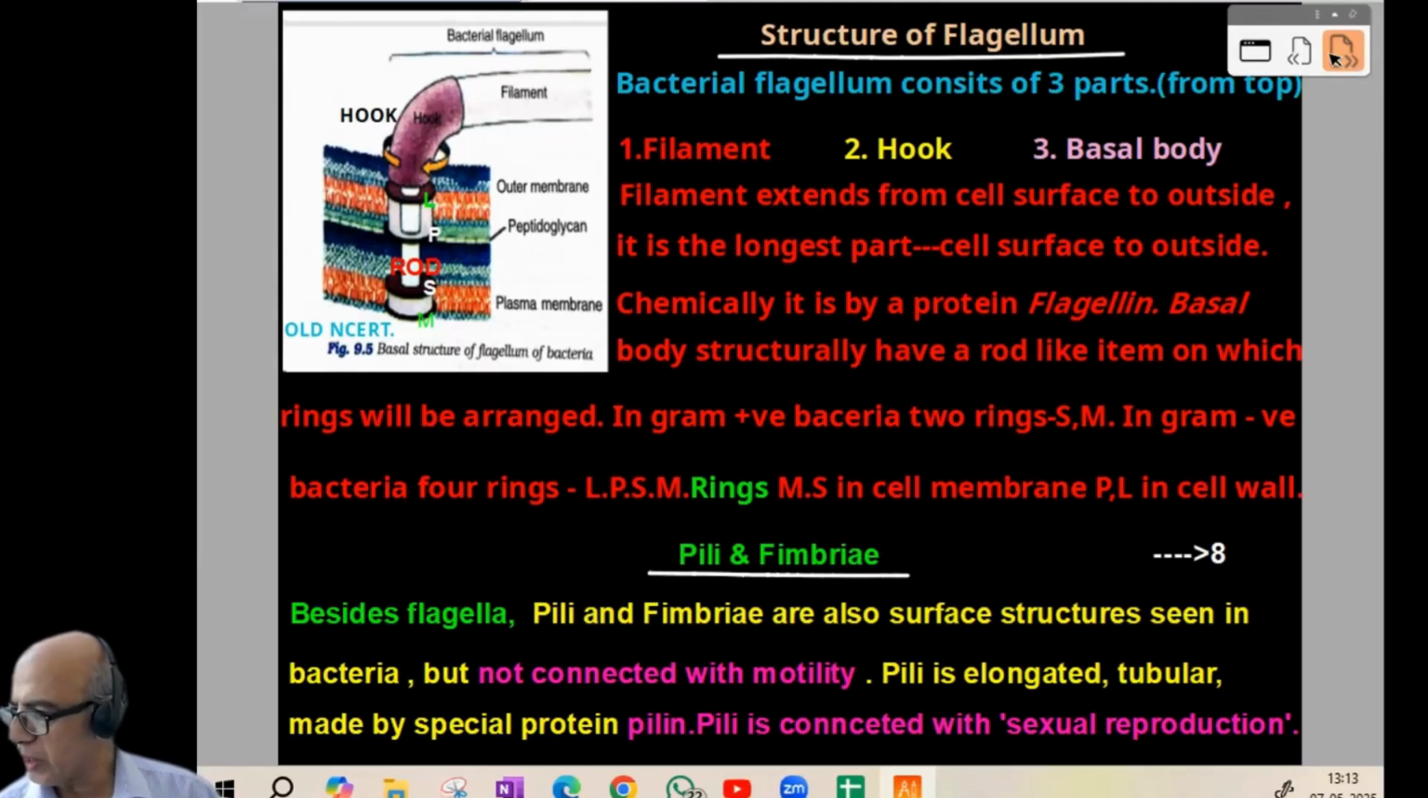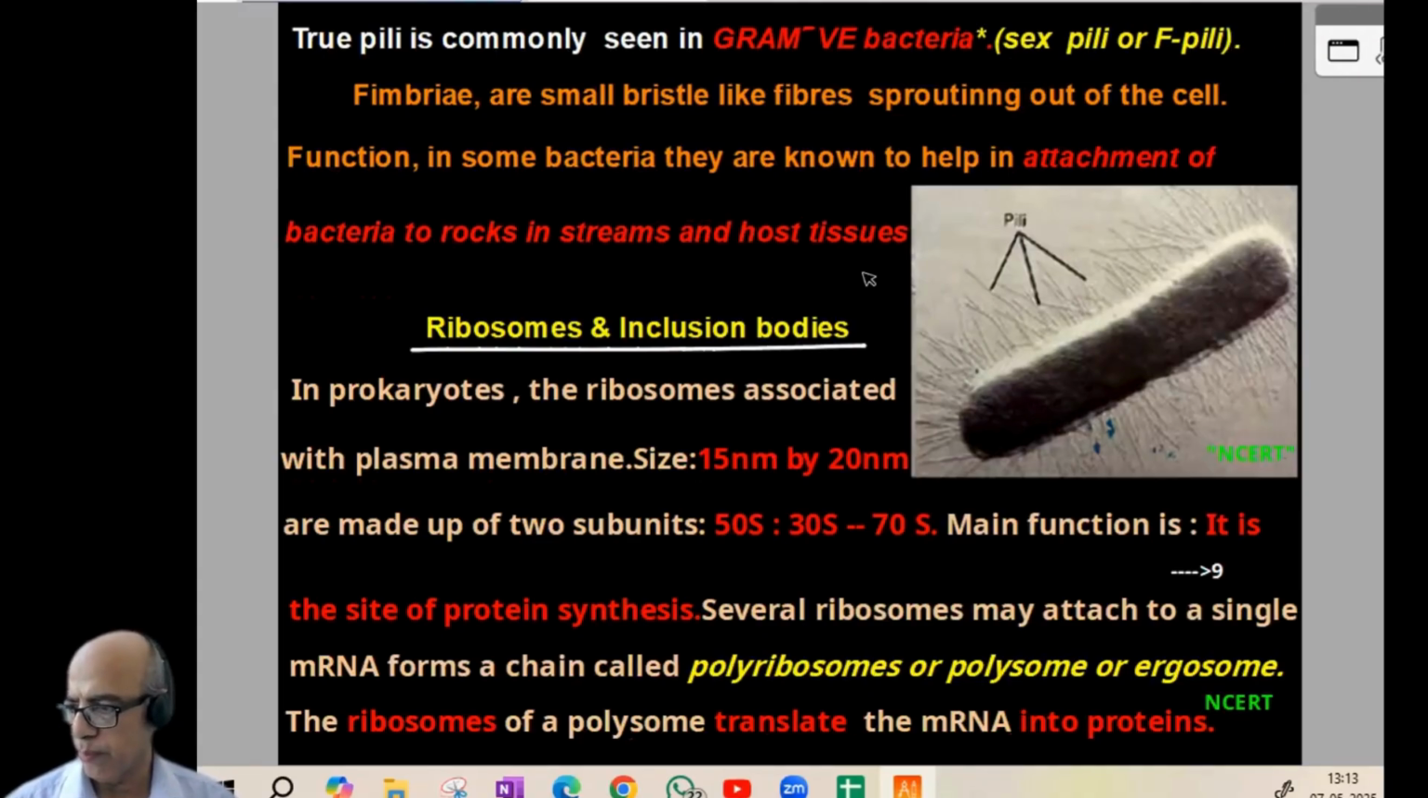Now, where can we find true pili? True pili is commonly seen in gram-negative bacteria. Sex pili is another name. F pili is another synonym. Fimbriae are small bristle-like fibers sprouting out of the cell. In some bacteria, they are known to help in attachment of bacteria to rocks in streams and host tissues.